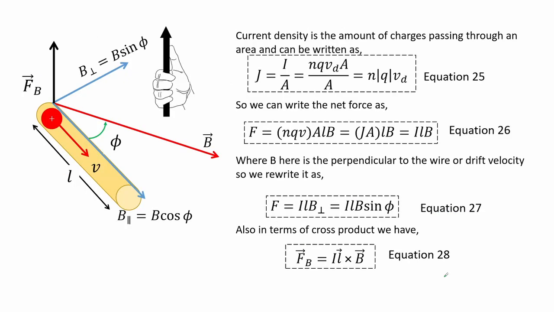Current density is the amount of charges passing through an area and can be written as equation 25. Note that V and Vd are the same. Recall Vd as the drift velocity, which is the velocity of a charged particle in a wire. So we can write the net force as equation 26, where B here is perpendicular to the wire or drift velocity, so we rewrite it as equation 27. Also in terms of cross product we have equation 28.